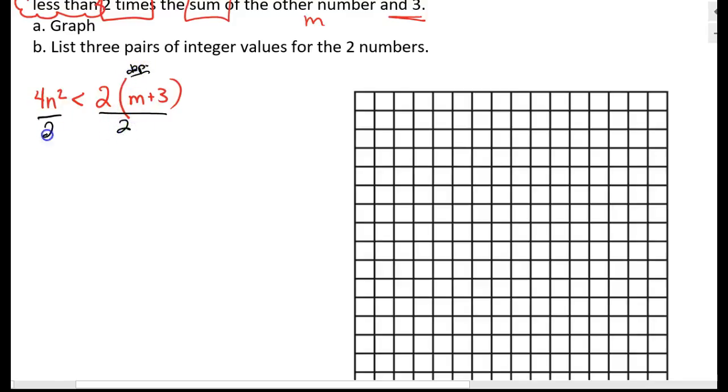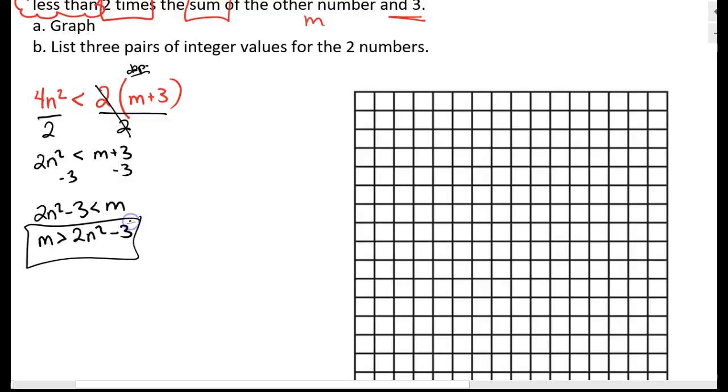So I'm going to divide by 2 to get rid of it, so that I can then deal with what's inside the brackets. So that leaves me with 2n squared is less than m plus 3. I'm going to subtract 3 from both sides. And that's going to leave me with 2n squared minus 3 is less than m. Now, if you don't like reading it like that, you're more than welcome to write it as m is greater than 2n squared minus 3. If you flip it around, just make sure you also flip your inequality sign.